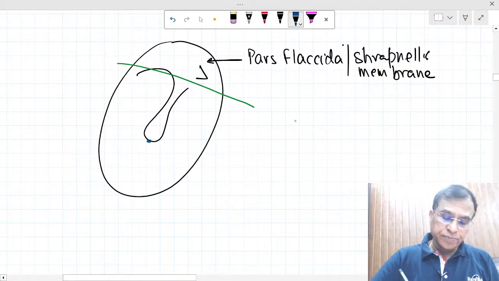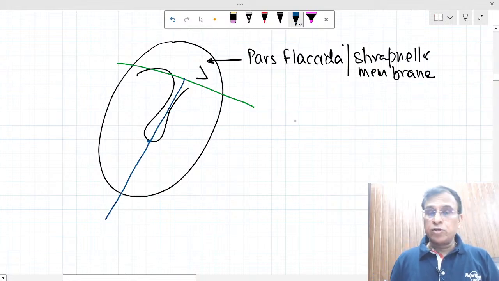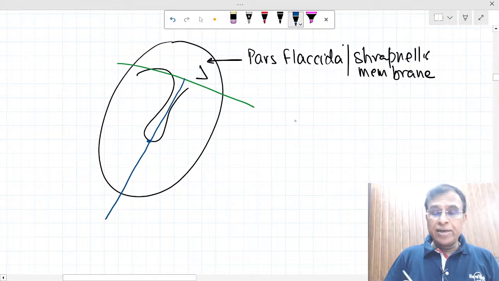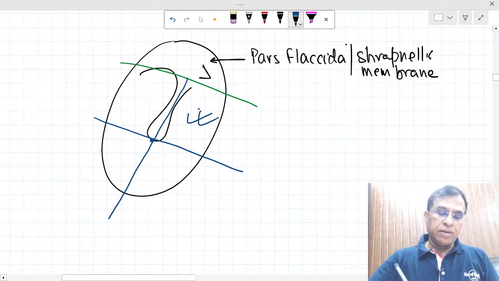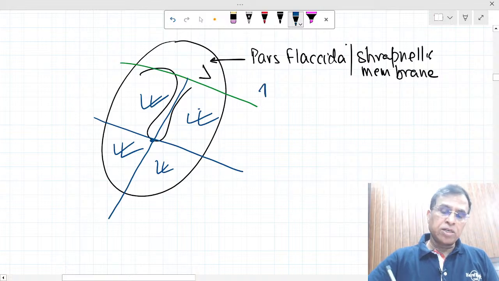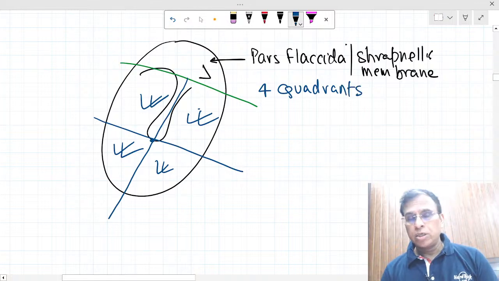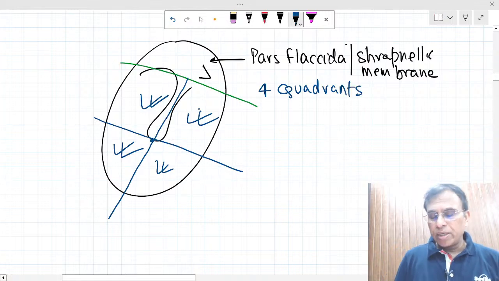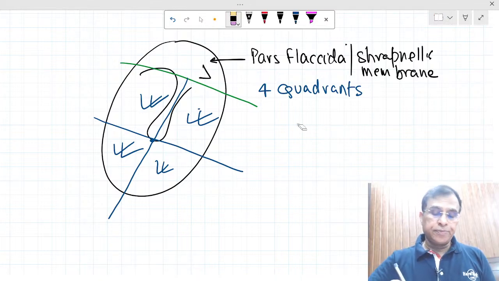Umbo is this point. So if I draw a nearly vertical line passing through the umbo and another line at right angle to this at the umbo, now you get 4 parts of the tympanic membrane, 1, 2, 3, 4, and these 4 parts are called 4 quadrants. Quadrant comes from the word quarter. 1/4 is called quarter, and because there are 4 parts, very close to quarter, quadrant.